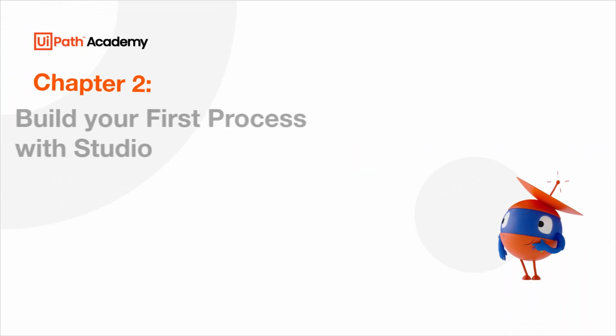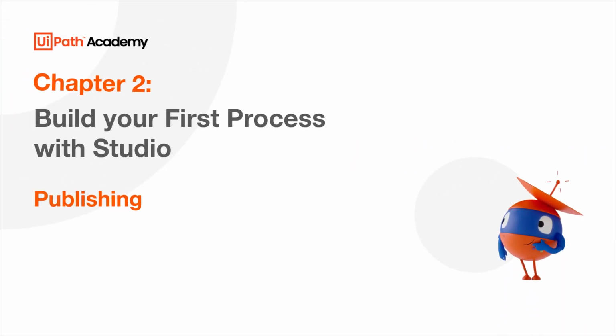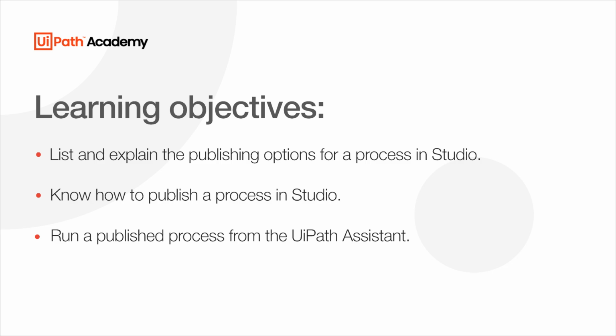Hello, and welcome back. Now that we have seen how we build and debug our code, let's publish it to Orchestrator and run it with Assistant. By the end of this video, we'll be able to list and explain the publishing options for a process in Studio, publish a process to the Orchestrator tenant process feed, identify the published package in Orchestrator and add a new process, and run a process with UiPath Assistant.